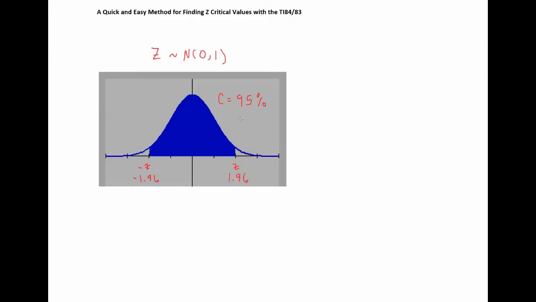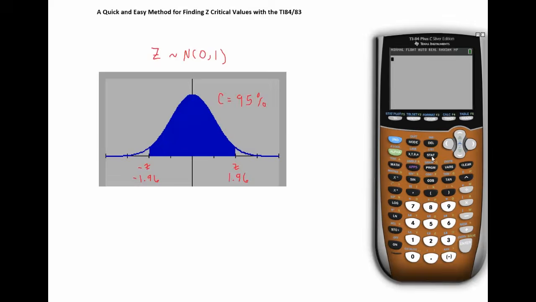But how do you find that using the TI calculator? What we do is use the Z interval command. I'm going to hit the stat button, go over to tests, and pick Z interval, which in this calculator is number 7. I can arrow down to it or just hit 7. And then I'm going to say I have stats. What I'm going to do is force it to be a normal 0, 1.